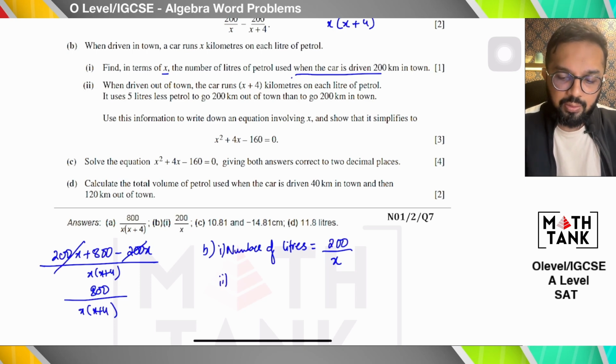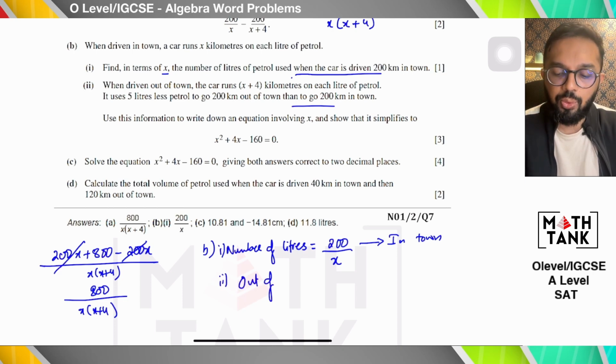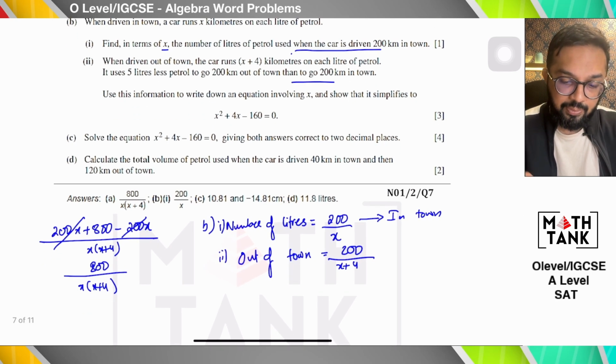Okay, when driven out, the car runs x plus 4 kilometers on each liter of petrol. It uses 5 liters less petrol to go 200 kilometers out of town than to go 200 kilometers in town. So this is in town. Let's also write out of town so that we know what we are talking about. 200 over x plus 4. So it says it uses 5 liters less petrol to go 200 kilometers out of town than in town. So I'm going to say that in town is a bigger expense than out of town.